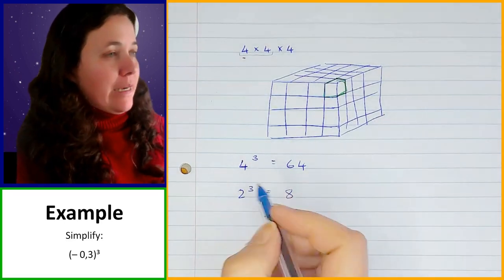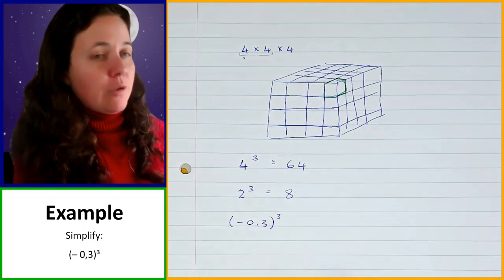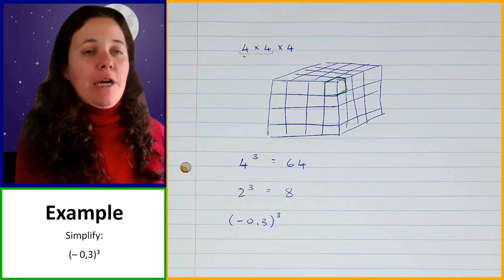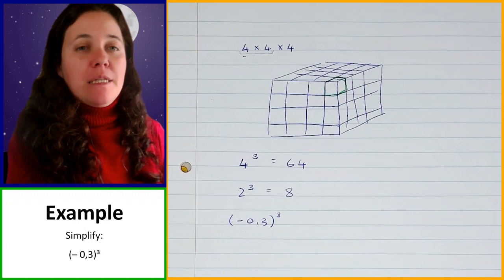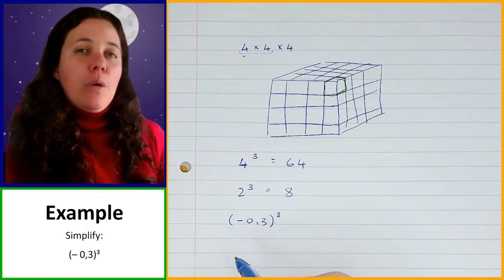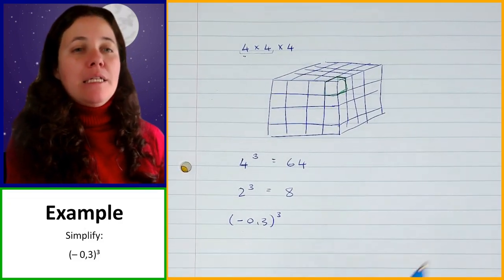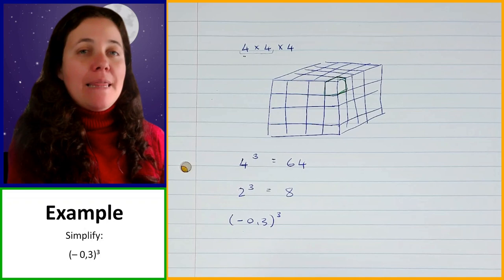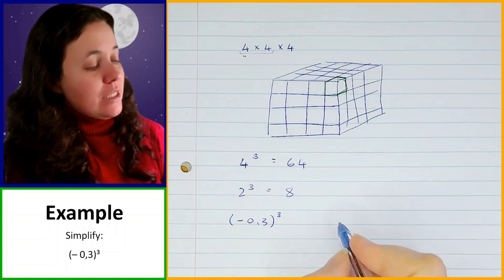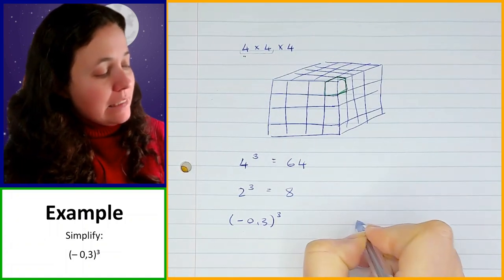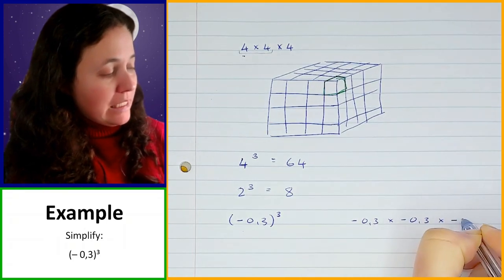Okay, so in this example, I've got negative 0.3 cubed. Now when we were learning about decimal fractions, squaring at the time, in the last lesson, we said that when we are multiplying decimal fractions together, we look and see how many decimal places there are altogether, and then we use that to work out how many decimal places our final answer, our product, should have. So in this case, what this actually means is negative 0.3 multiplied by negative 0.3 multiplied by negative 0.3.